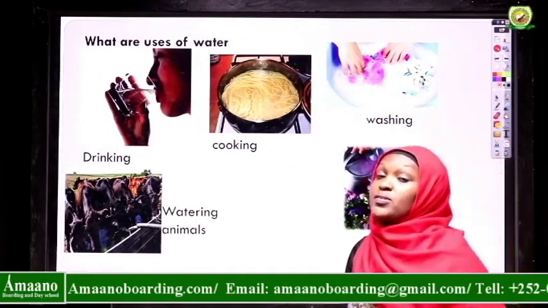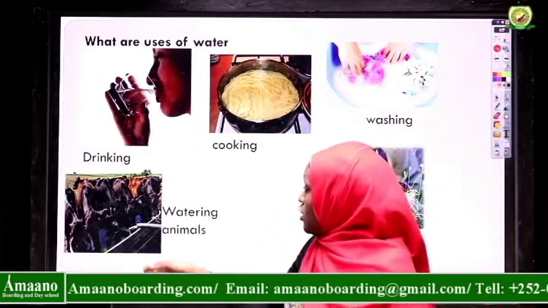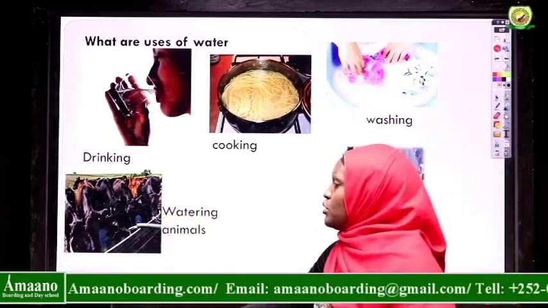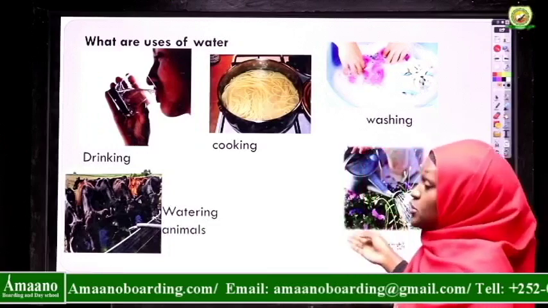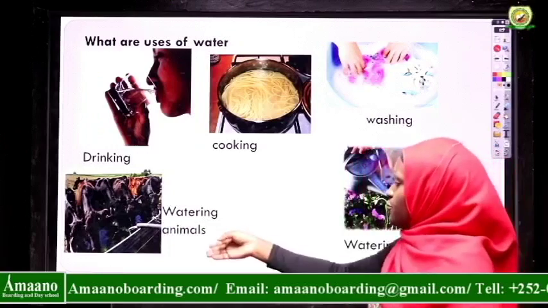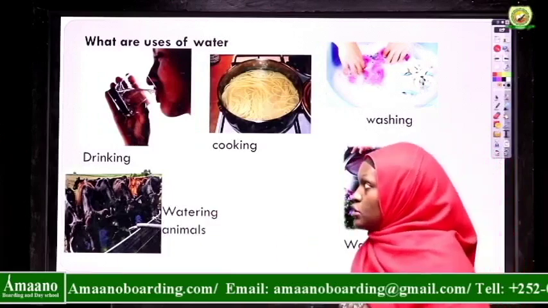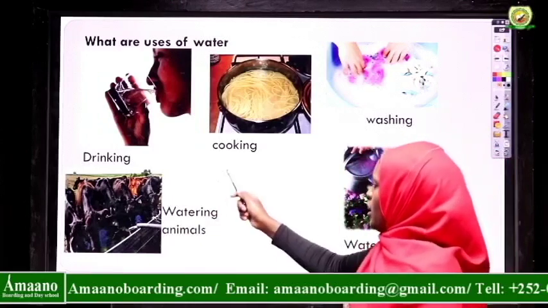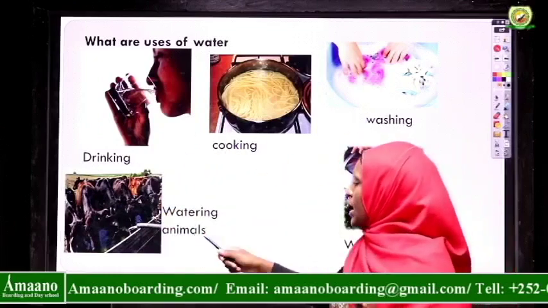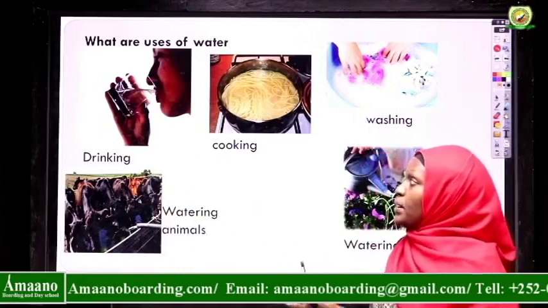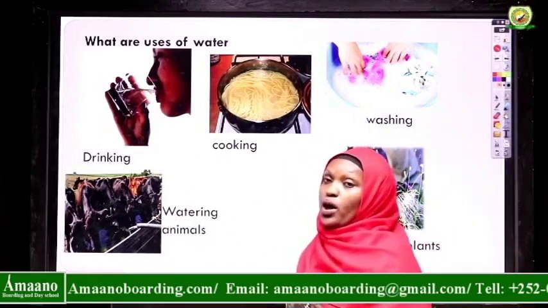Our plants, remember we have said water is very important for both plants and animals. If you fail to water these animals, they will die. If you fail to water your plants, the plants will dry. So we need the water for watering our plants and our animals. So these are the uses of water: drinking, cooking, washing, watering animals, and watering the plants. These are the uses of water, why we use the water.